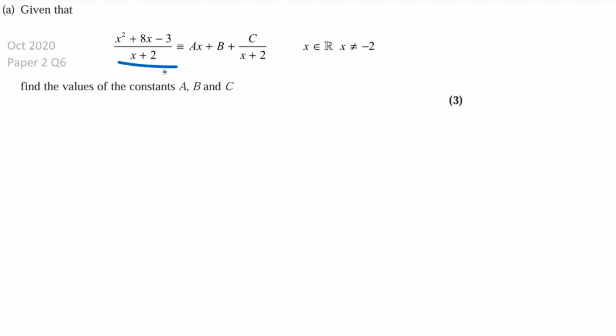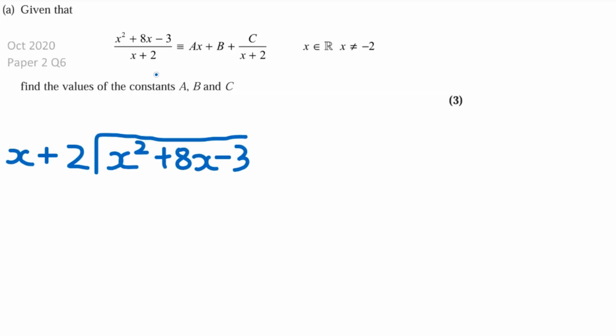When it's a top-heavy fraction, there are a couple of ways you can do this, but I think the easiest way is to use algebraic division, which we talked about back in year 1 in chapter 7. Go back to that if you need a reminder of how algebraic division works. Essentially, we're going to algebraically divide x squared plus 8x minus 3 by x plus 2.